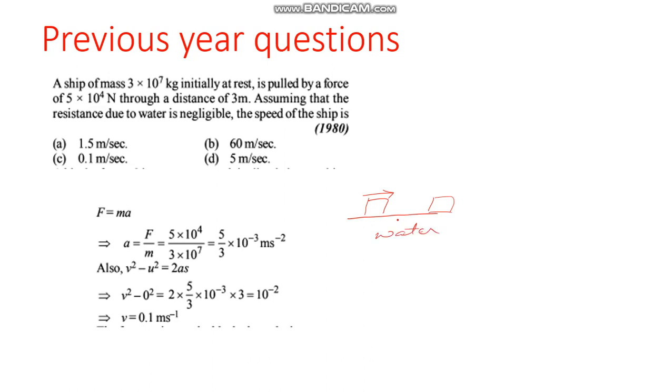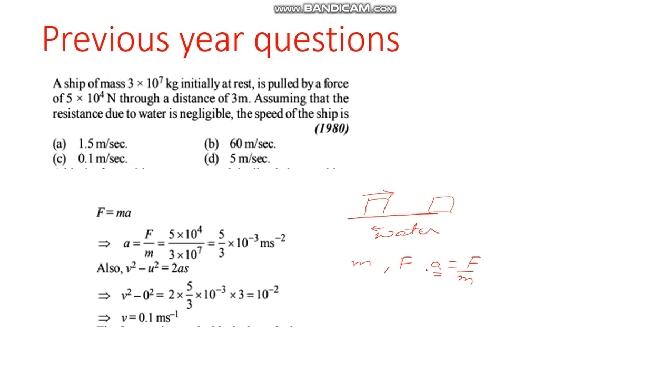Water is not giving any resistance, because when the ship is moving like this, water also would give some resistance like this. Water is not giving any resistance, so we have to find the speed of the ship. Here the mass is given, and the force is given. So force and mass are given, we can find acceleration. Acceleration is equal to F by m.